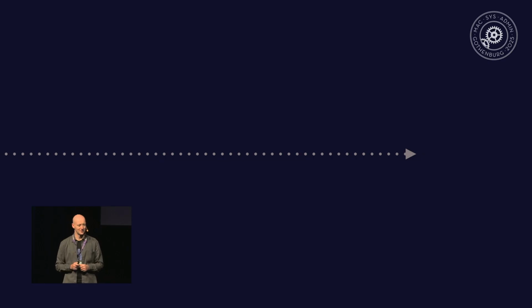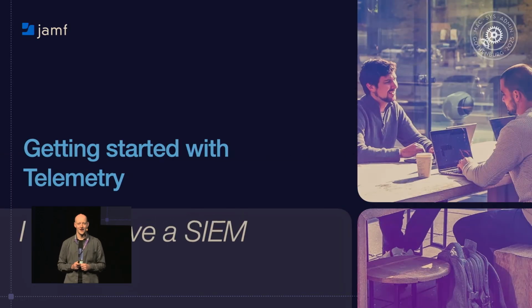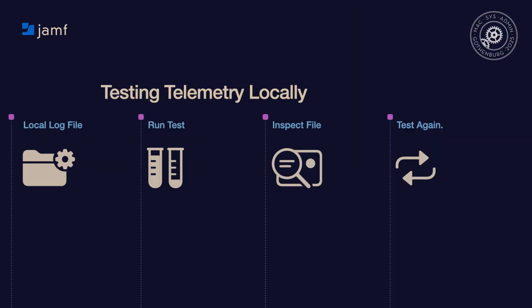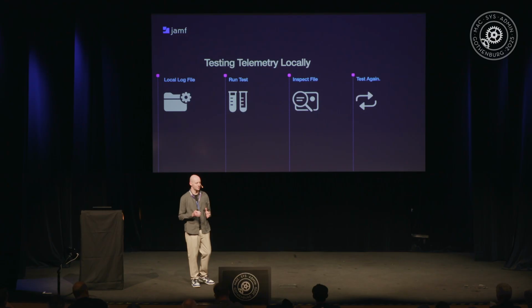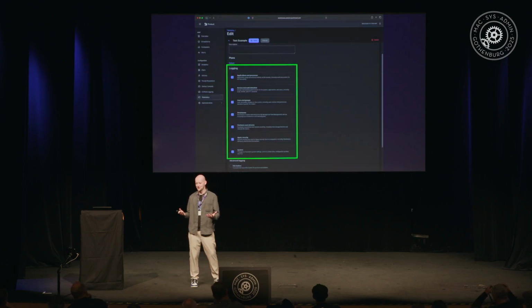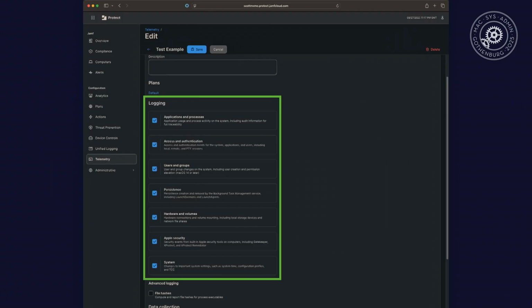I know what you're all going to say, though. You're all going to say, that is great, but I don't have a SIEM, or I can't get access to a SIEM, so how do I get that data off the machine? Well, luckily, we have a few different options. Obviously, we are Jamf, so I'm going to talk about Jamf Protect. Other vendors may do something similar. Here, we have different categories that you can set up to collect.